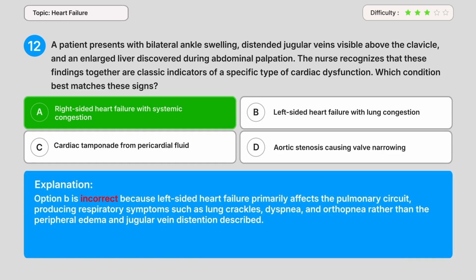Option B is incorrect because left-sided heart failure primarily affects the pulmonary circuit, producing respiratory symptoms such as lung crackles, dyspnea, and orthopnea, rather than the peripheral edema and jugular vein distension described.